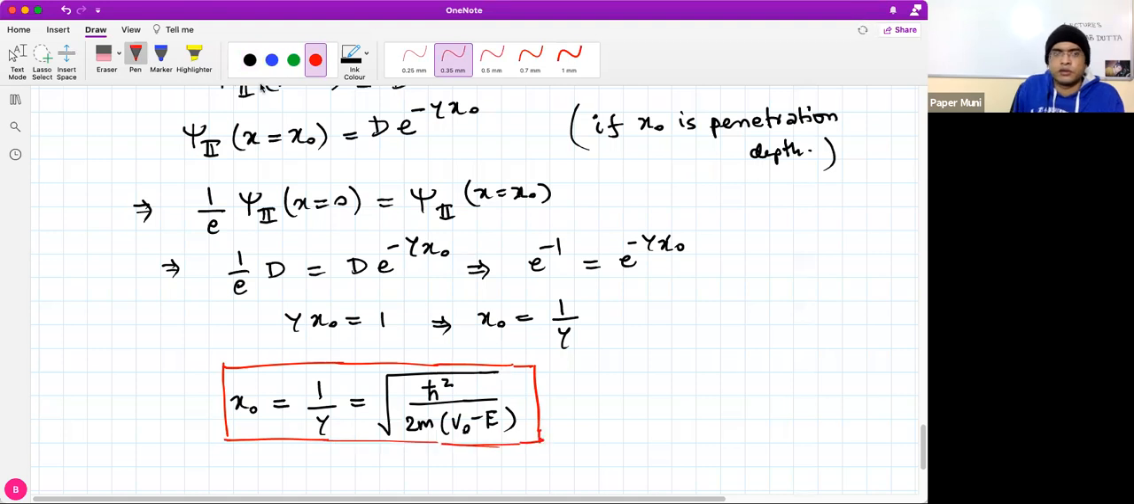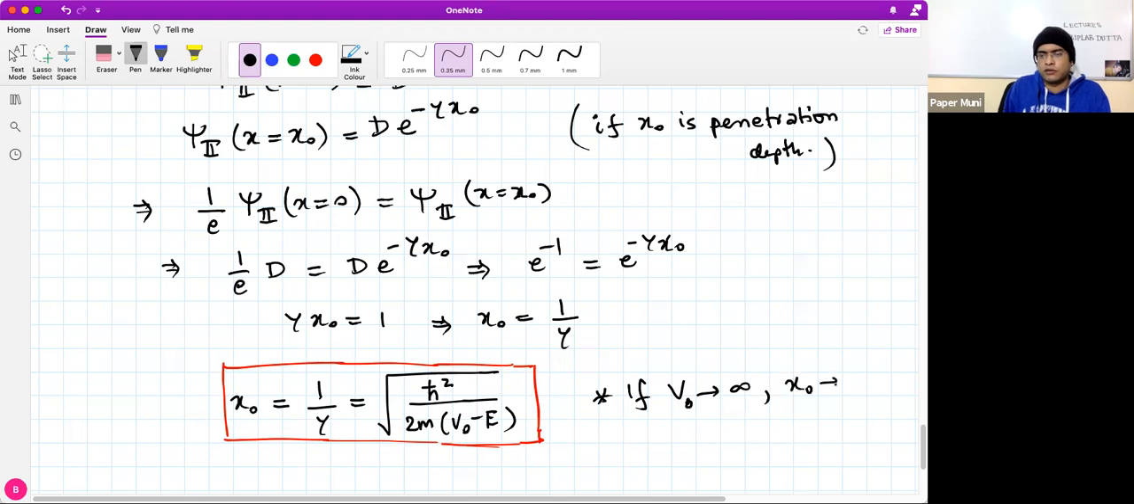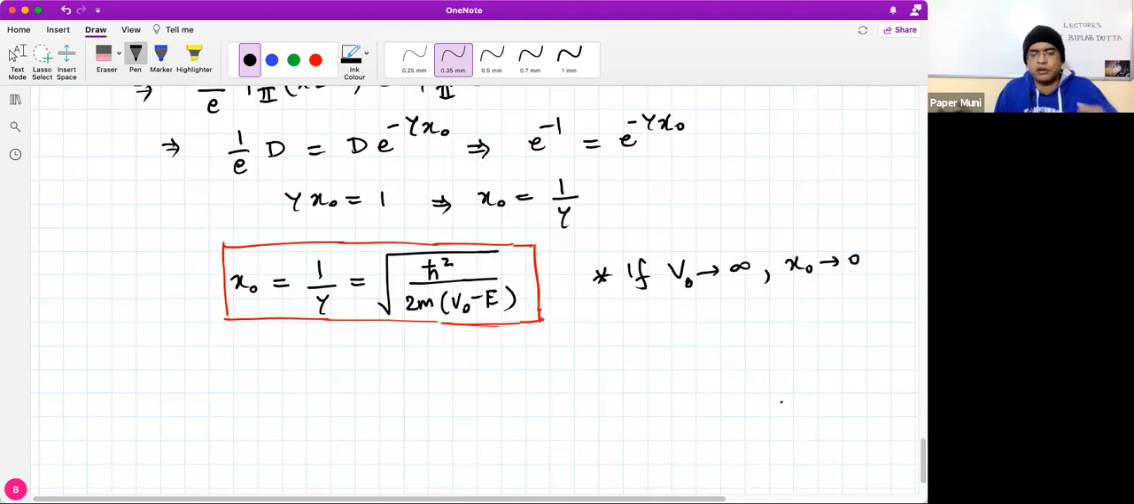One thing you can see is that if V becomes infinite, which was the case we discussed in the 1D potential, if the potential is infinite instead of being finite, what can we say about x naught? x naught will tend to 0. All right, so this is what we are getting. The particle was not able to go outside the barrier in 1D.